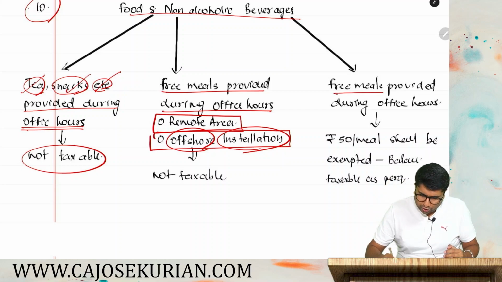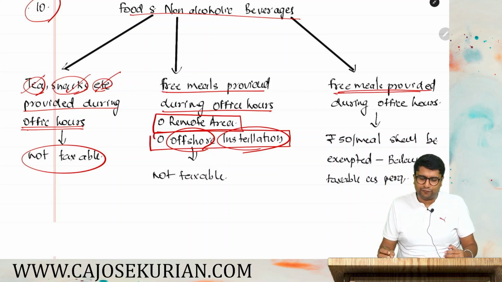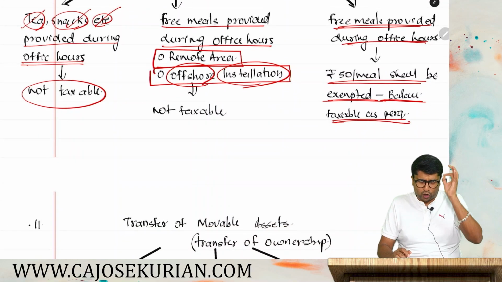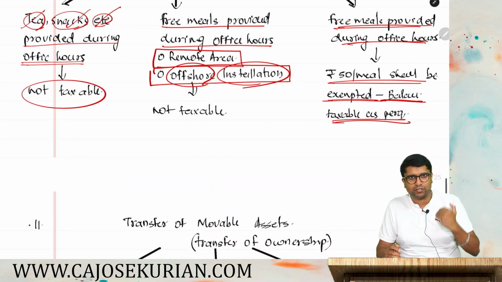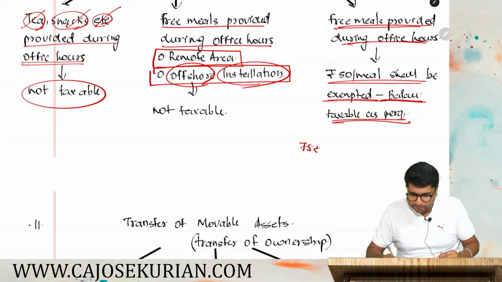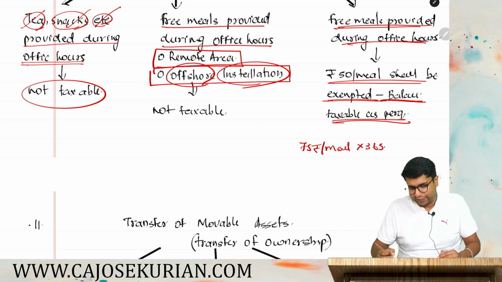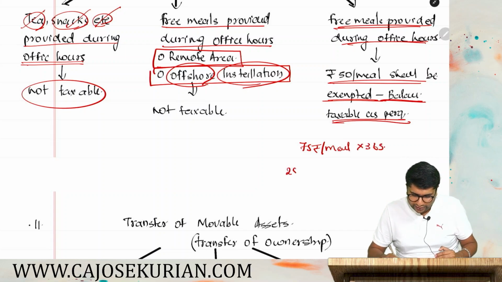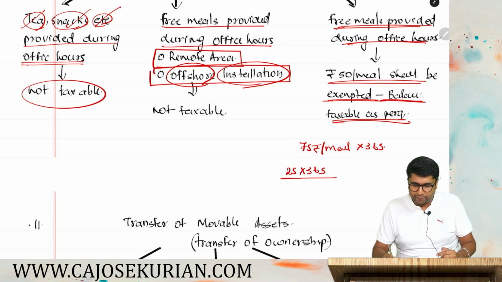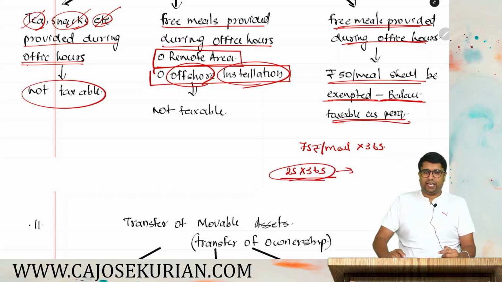Now, in a normal case, if the employer provides free meals during the office hours, then rupees 50 per meal shall be exempted. Over and above 50 shall be taxable as perquisite. Say for example, for a normal employee who is working at the normal place of his duty, the employer is giving meals of rupees 75 per meal. In such a case, into 365 days, if he is getting such a free meal, then 25 rupees is the value over and above 50, into 365, shall be the taxable value in the hands of the employee.